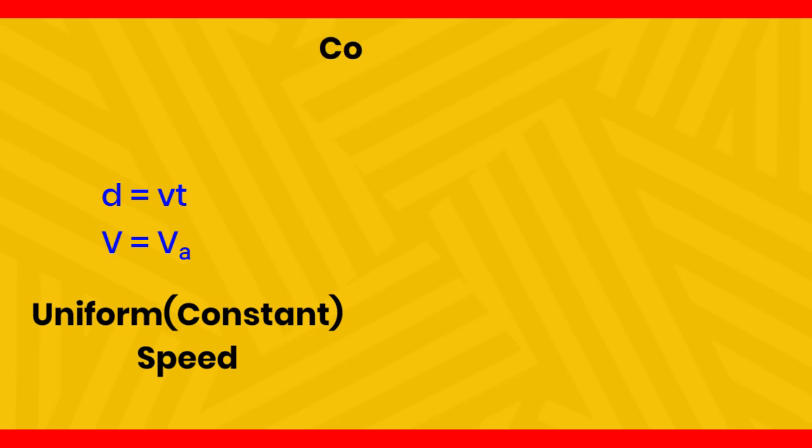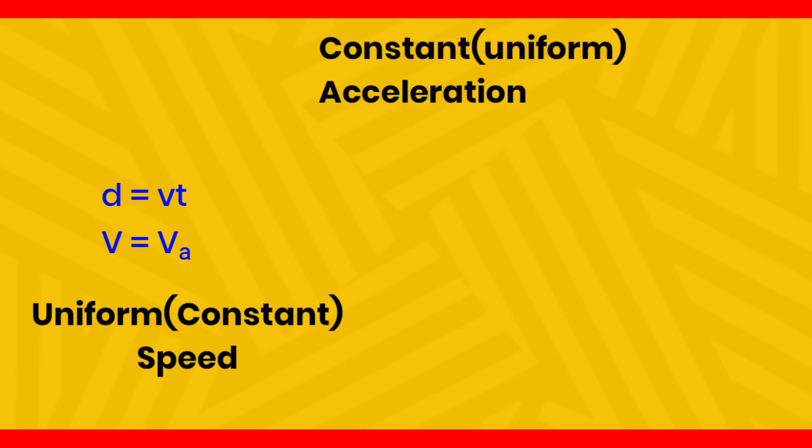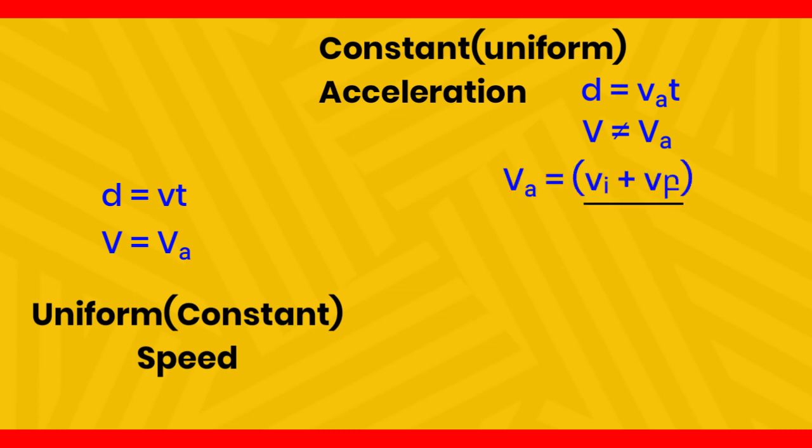When a body is moving with constant or uniform acceleration, constant and uniform are the same, the equations you need to know are: d equals average velocity times time. But here, instantaneous velocity is not equal to average velocity. And average velocity is equal to v final plus v initial divided by 2. If we break down this formula, d will be equal to (v initial plus v final) divided by 2, times t. That's the first equation.